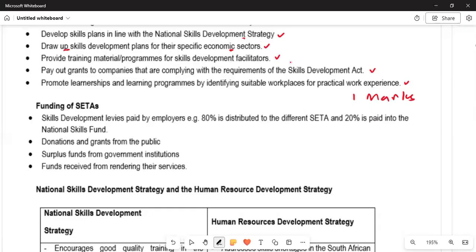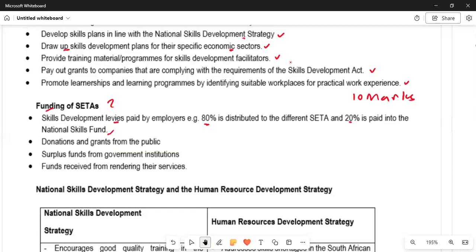How is SETA funded? How is SETA going to get the funds? Where are they going to get the funds from? For SETA to get funds, they get it from the levies that we have talked about. Remember, we have said the employers are going to pay what? The 1%. So now they are saying skills development levies paid by the employers. For example, 80% is distributed to different SETAs, and 20% is paid into the National Skills Fund.